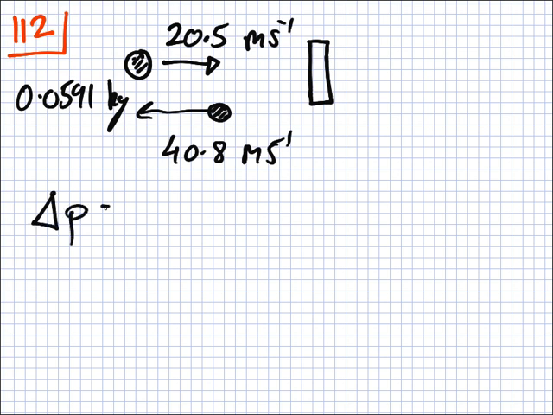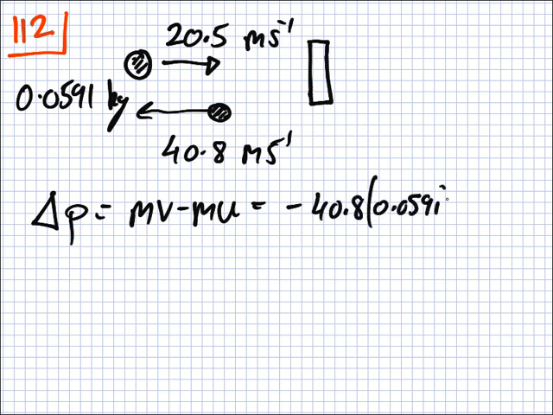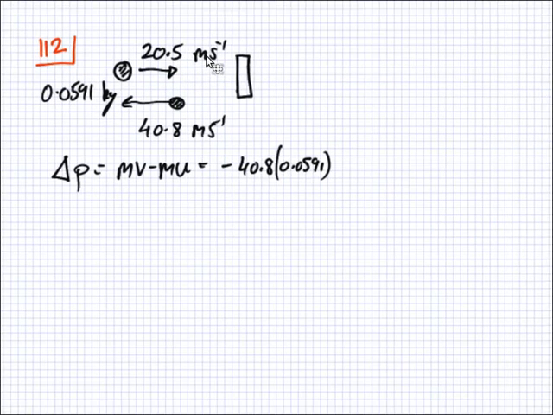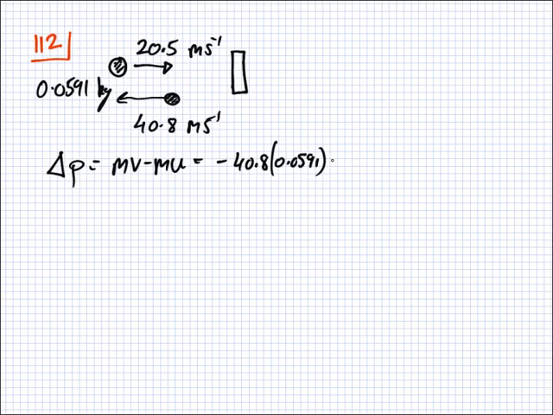Okay, so the change in momentum, you know the story, don't you? MV minus MU, that'll be minus 40.8 times 0.0591, minus 0.0591 times 20.5. Now don't worry too much about the minus. The reason I have minus is because I said the tennis ball was going to the right at the beginning. If you're Arabic and you said it was going to the left, then that's fine too.